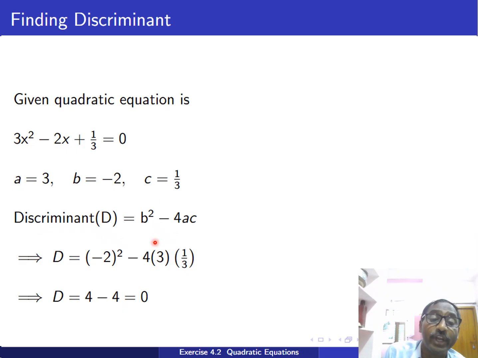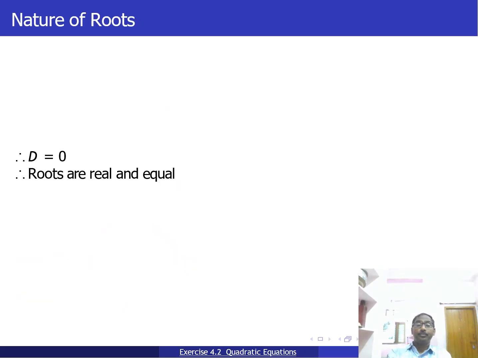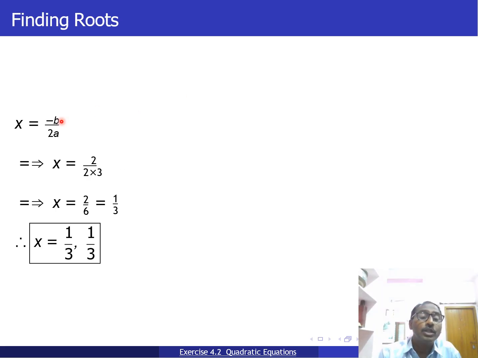Discriminant D equal to b square minus 4ac. So D equal to (minus 2) whole square minus 4 times 3 times 1 by 3, that is 4 minus 4 equal to 0. Therefore D equal to 0, roots are real and equal. Therefore, x equal to minus b by 2a, that is 2 by 2 into 3, which is 2 by 6, equal to 1 by 3. Therefore, x equal to 1 by 3, 1 by 3 are the roots.